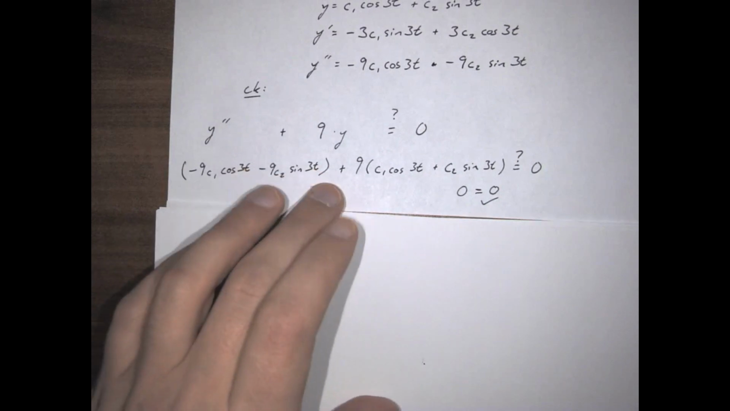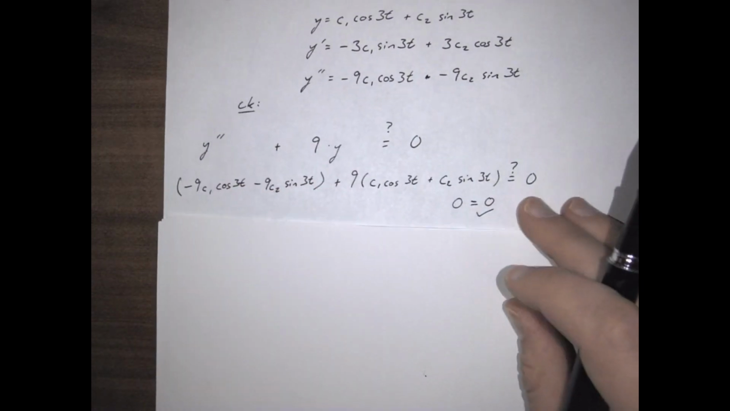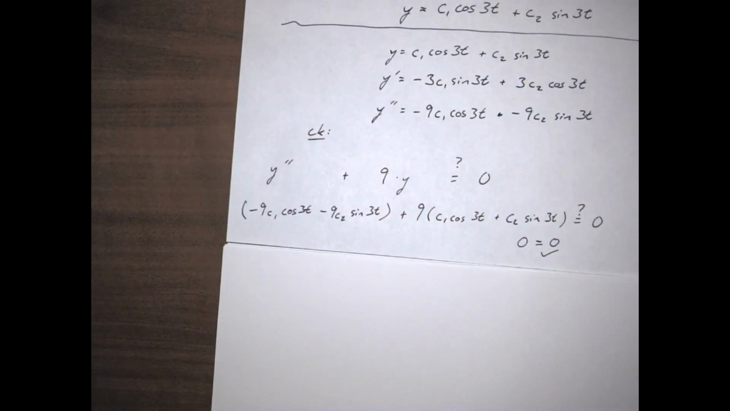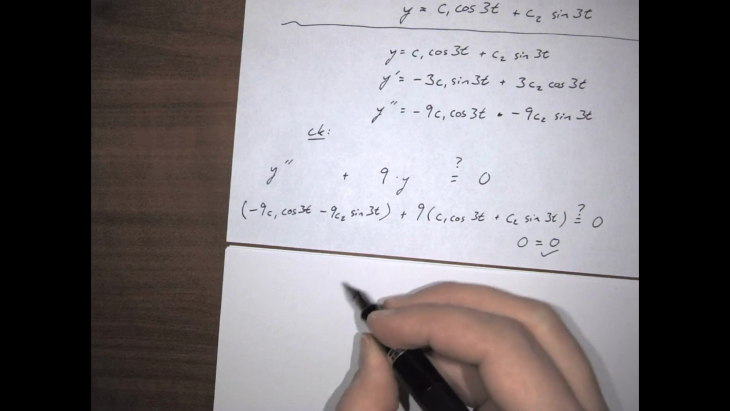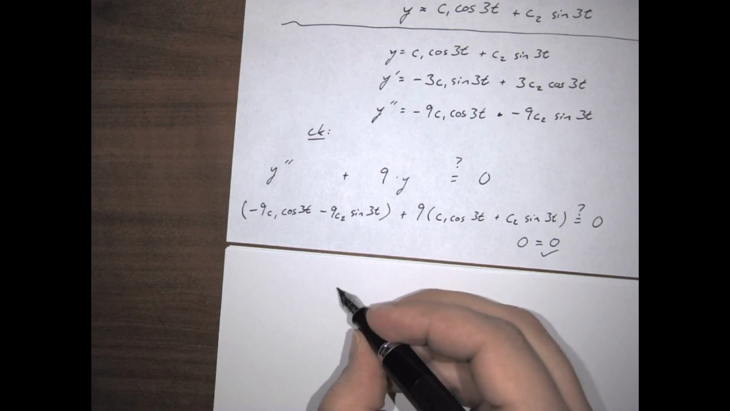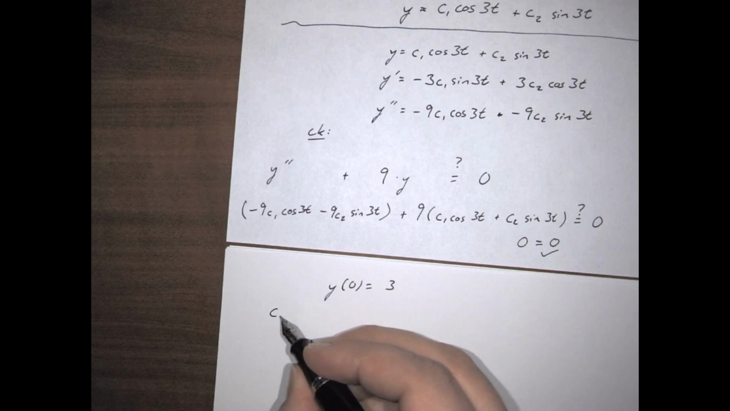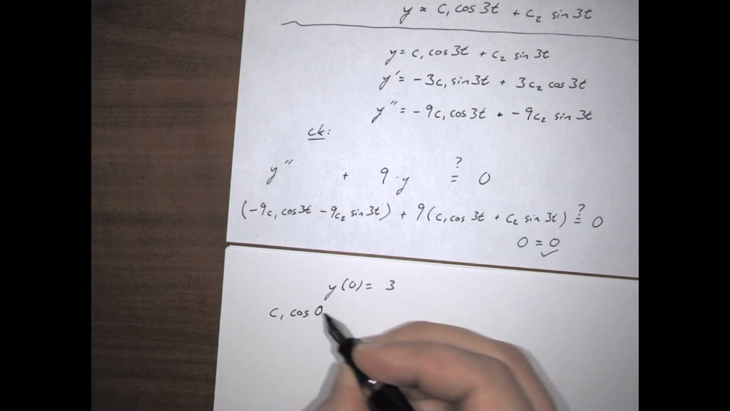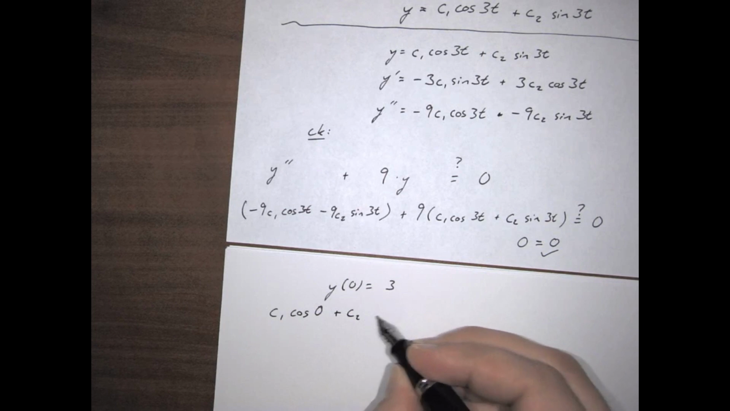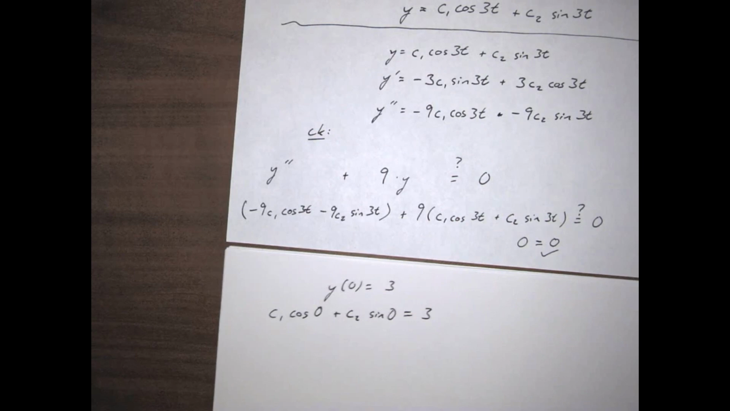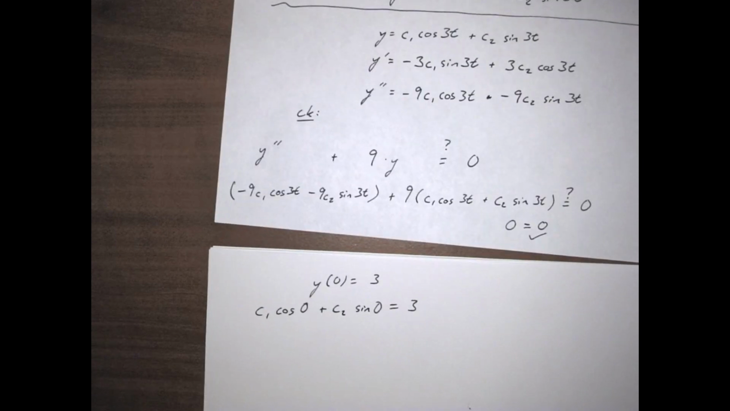All right, well, in that case, we can try to pin down the specific representative of this family that fits these two initial conditions. All right, so what we have was y of 0 equals 3. So let's just think about what that will mean. So that means c1 cosine 0 plus c2 sine 0 equals 3.